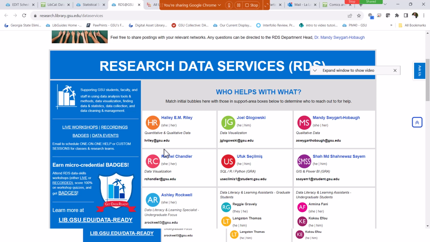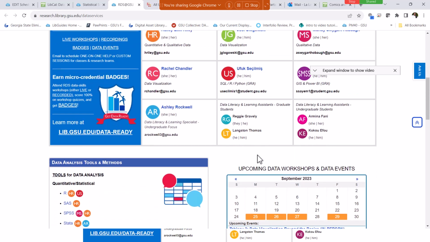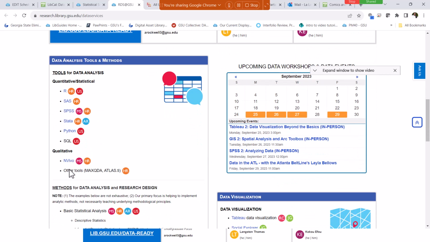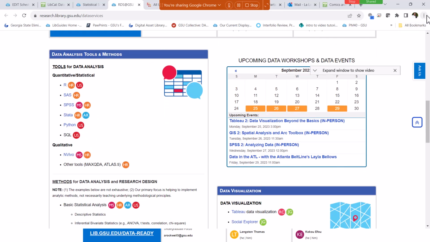If you want to know about SPSS, SAS data, or NVivo, which is the software you use when you do focus groups and interviews, you have the qualitative data. So there's a whole team here that can help you with that. And here's the software that they help you with.